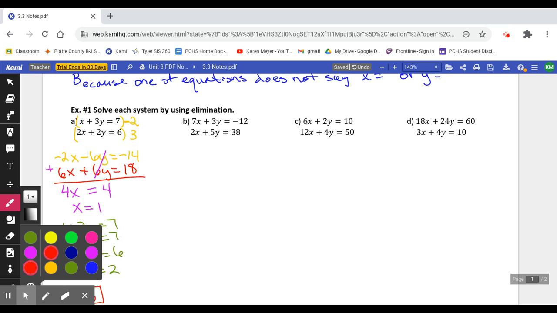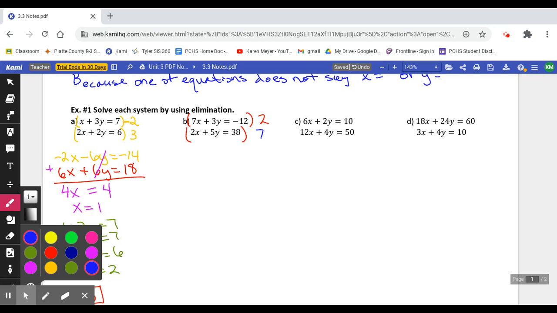All right, on the second one, this time, to be different, let's get rid of x. So in front of x, we have a 2 and a 7. What will 2 and 7 both go into? Well, 2 and 7 both go into 14. So how do I make the top one become 14? Well, 7 times 2 is 14. And how do I make the bottom one become 14? Well, 2 times 7.